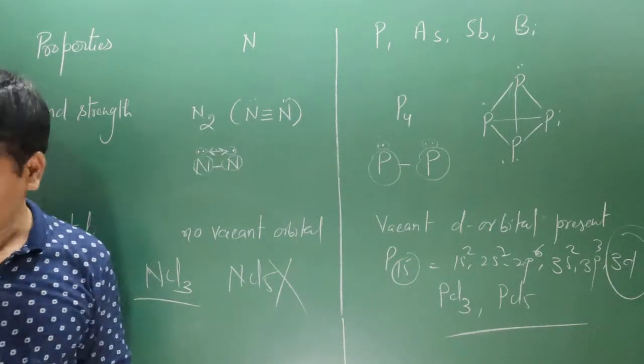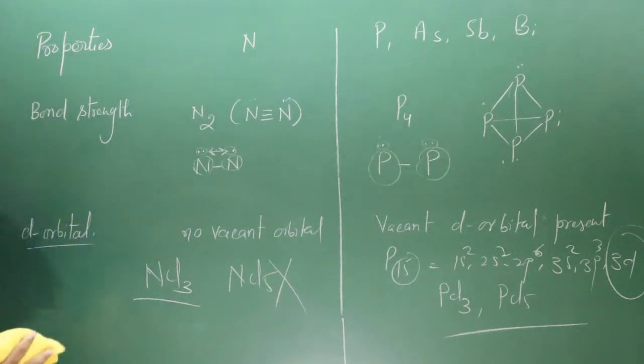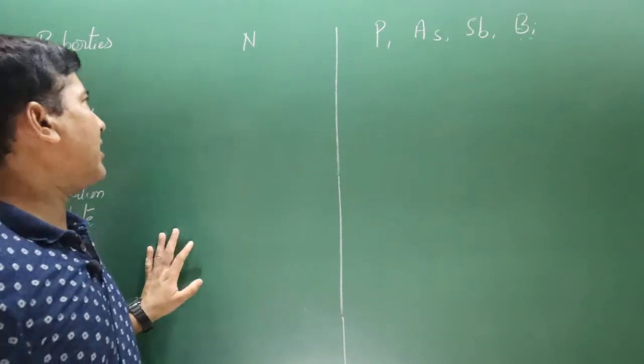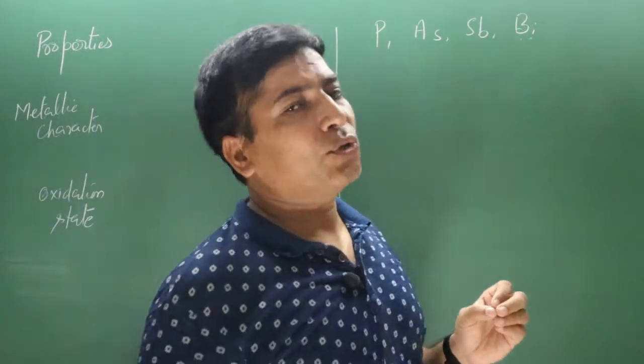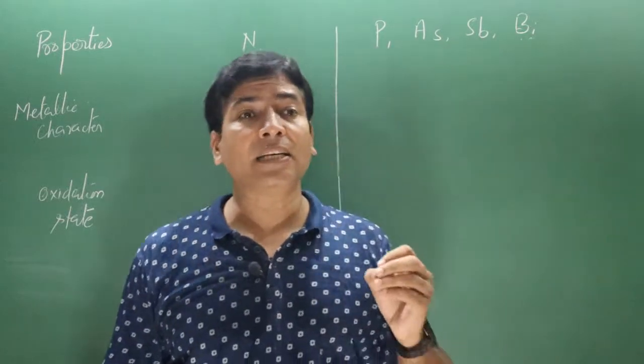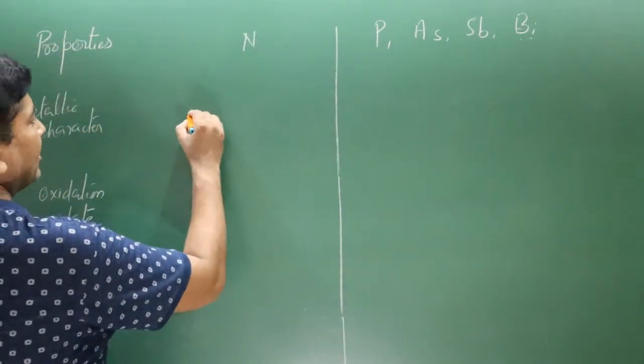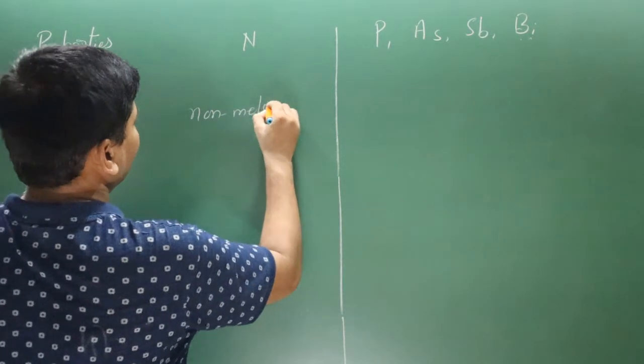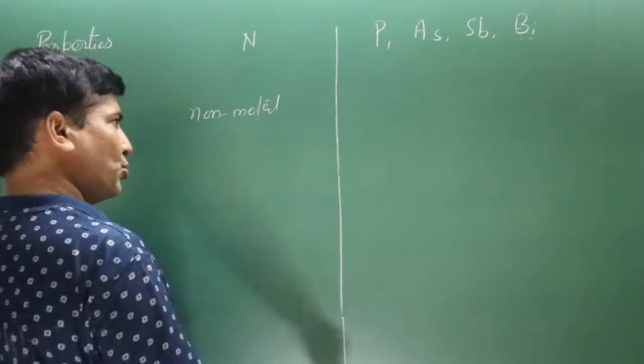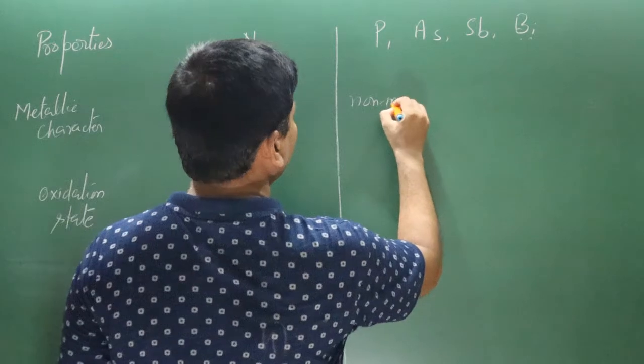Now let's discuss some more properties. Next we have metallic character. Nitrogen is the most electronegative element in the group, that's why it is a non-metal. It shows non-metallic character, non-metal by nature. Next we have phosphorus. Phosphorus is also a non-metal.